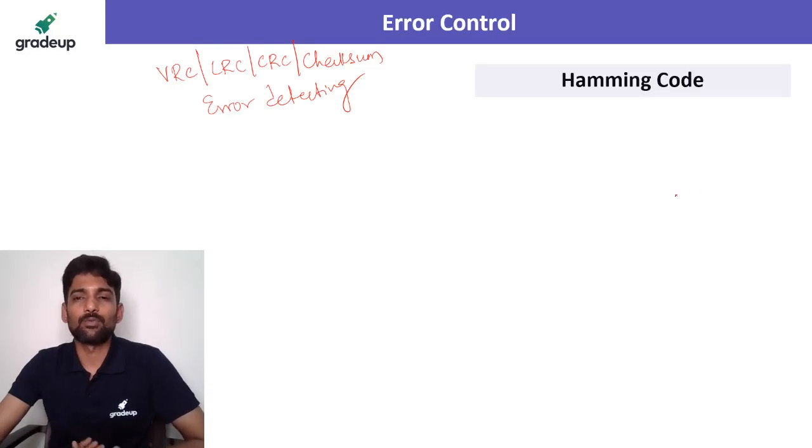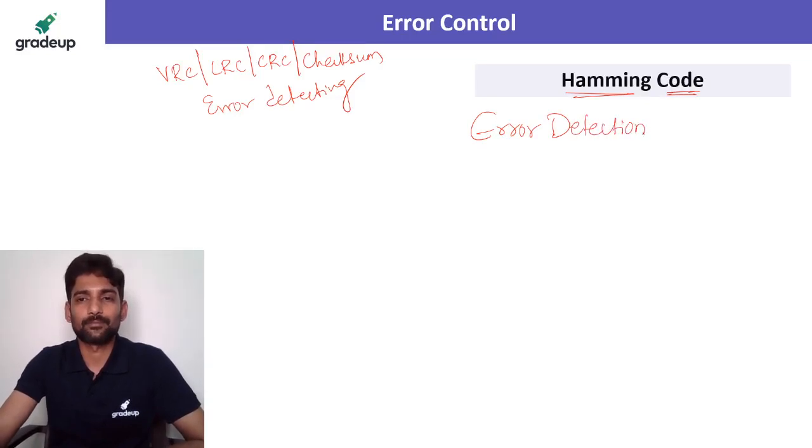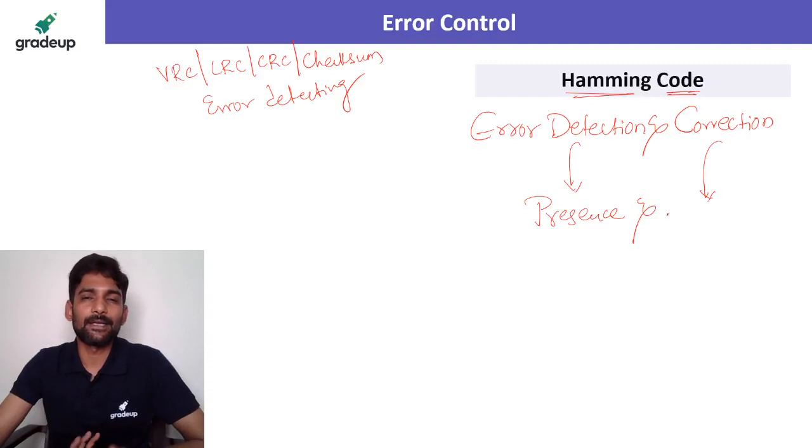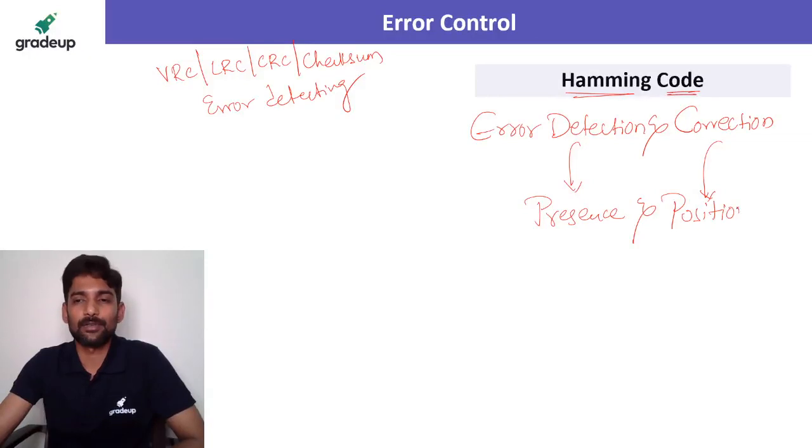So that's why we have one technique called Hamming code. Hamming is the name of the scientist who invented it. This is an error detecting and correcting code. That means what does Hamming code do? It will find the presence, whether an error is there or not, and how you can correct it. If you find which bit or how many bits are in error, that means it will find the position of the error also.